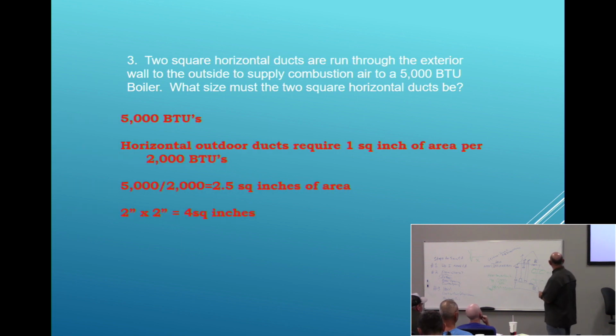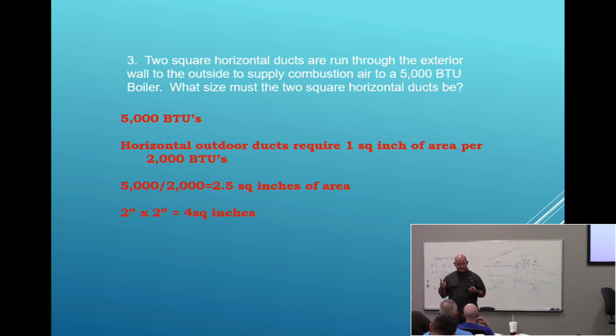5,000 divided by 2,000 is 2.5. So do you agree a 2 by 2 will give you 2.5 square inches of area? Yes, it will. That'll give you 4 square inches. That's more than you need, right? So do you agree it will give you enough area? But what's wrong? You can't read. You're not allowed. It's not 3 inches. You've got to be at least 3 inches.